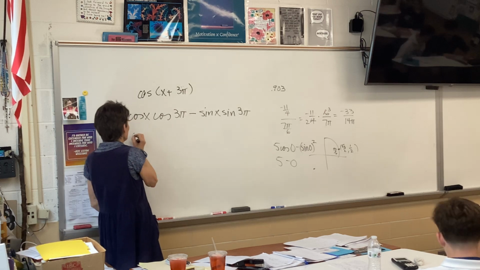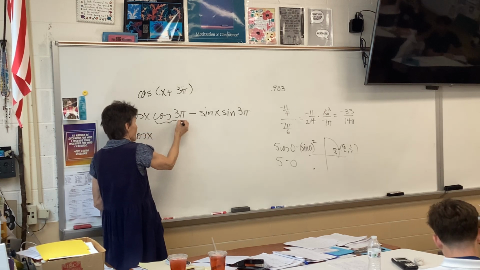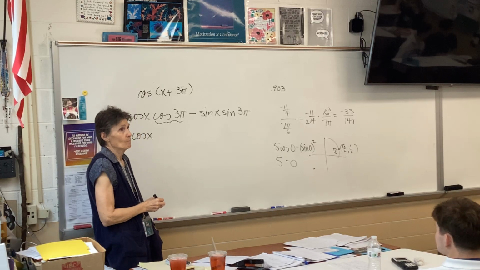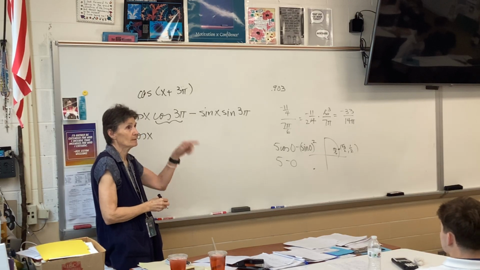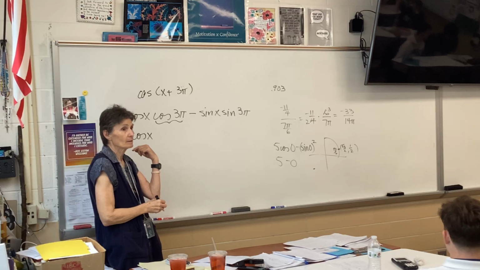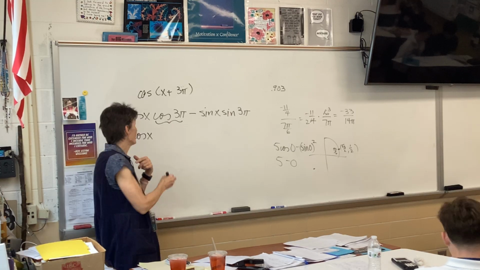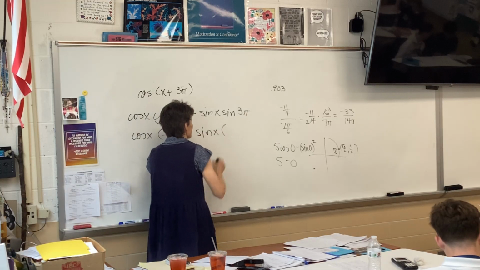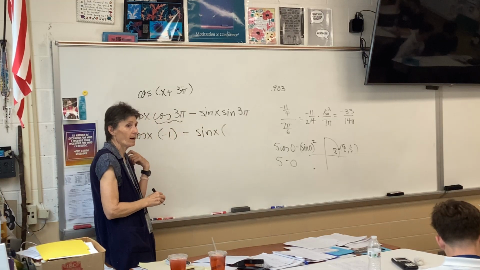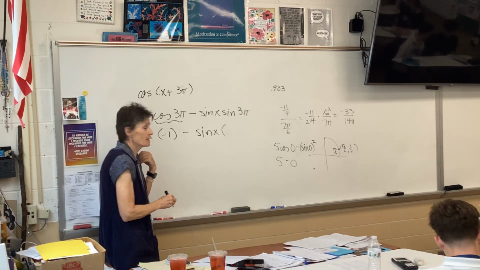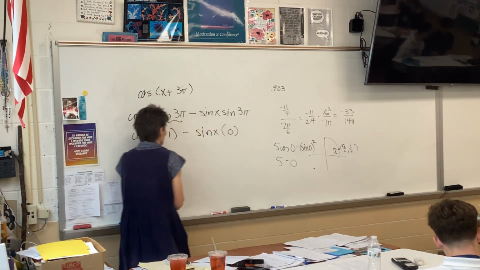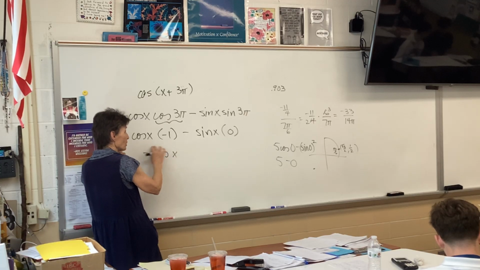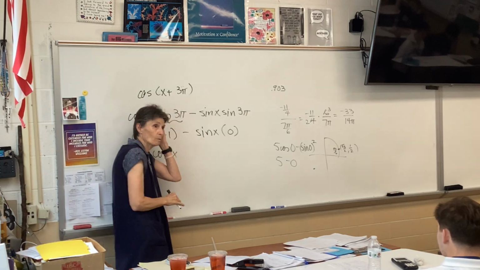Now, there's not much I can do with cosine x, but cosine 3 pi I can evaluate. So, what is the cosine of 3 pi? -1. And the sine of 3 pi is 0. So when I start simplifying, it looks like all I have left is negative cosine x, because that will go away.